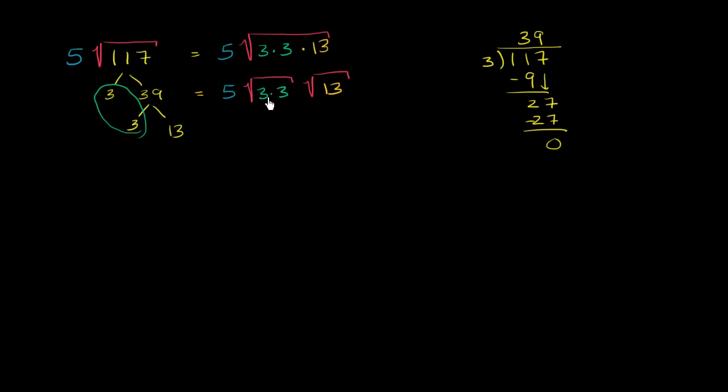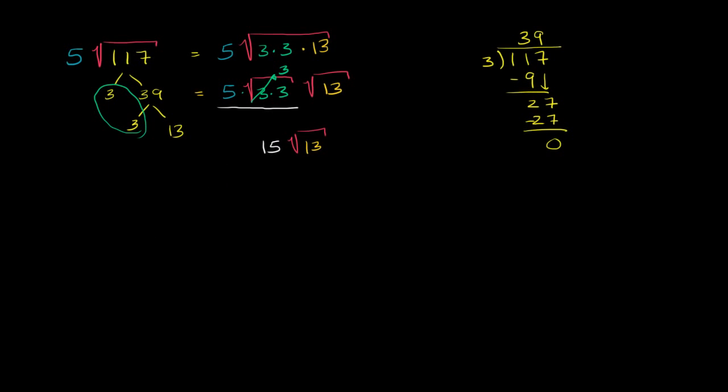Now, what's the square root of 3 times 3? Well, that's the square root of 9. That's the square root of 3 squared. That's just going to give you 3. So this is just going to simplify to 3. So this whole thing is 5 times 3 times the square root of 13. So this part right over here would give us 15 times the square root of 13.